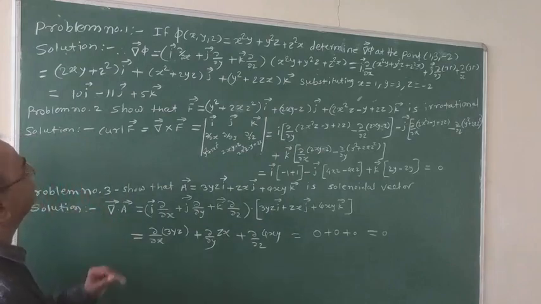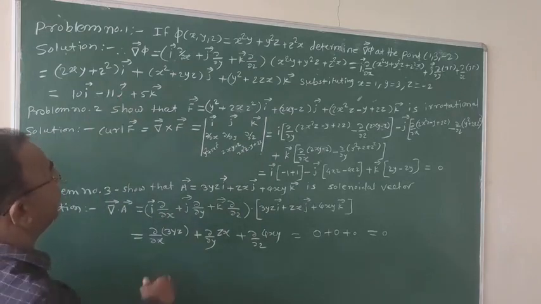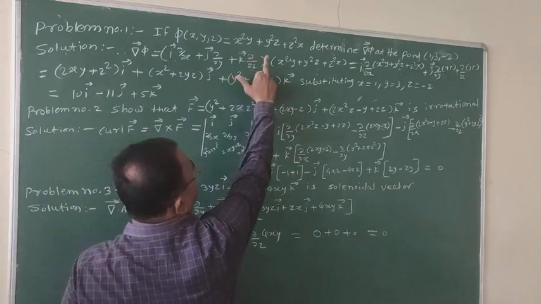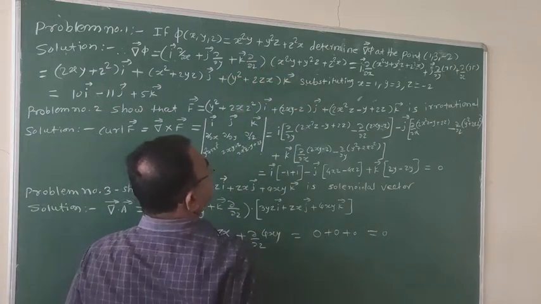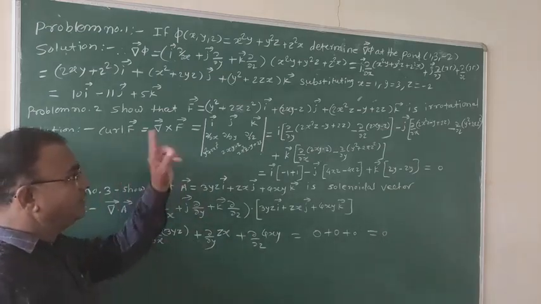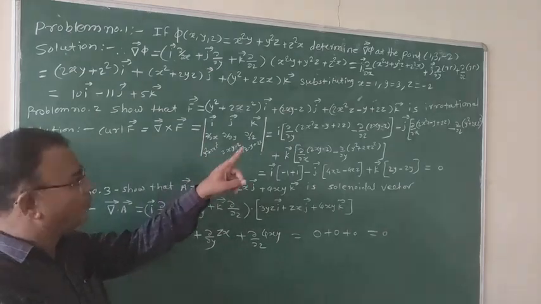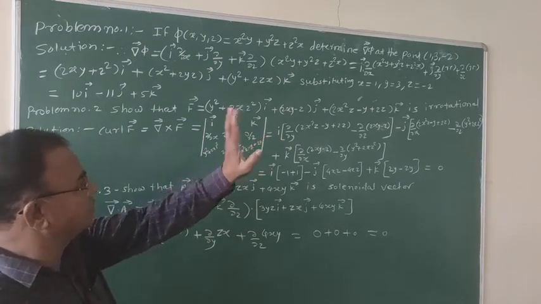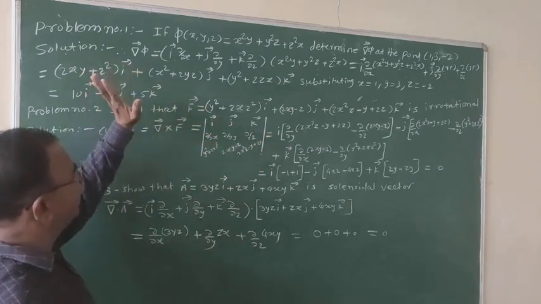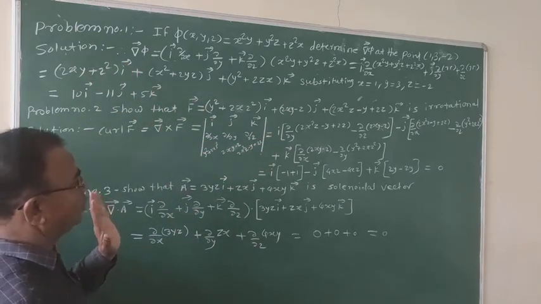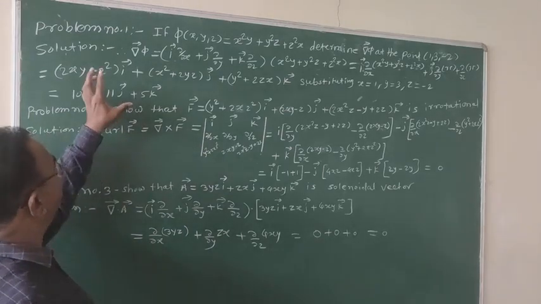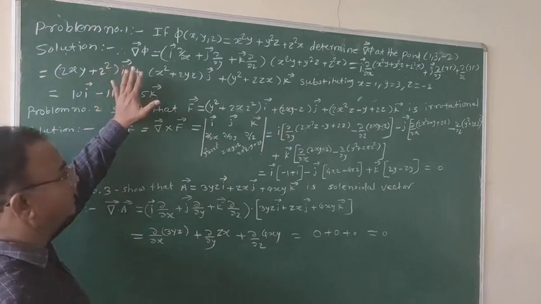The problem is that if phi of x, y, z is equal to x square y plus y square z plus z square x, then determine the gradient of phi at the point (1, 3, minus 2). Del bar phi indicates the gradient of phi. To obtain the solution of this problem, we consider del bar phi.